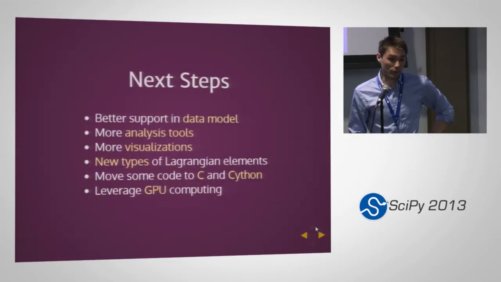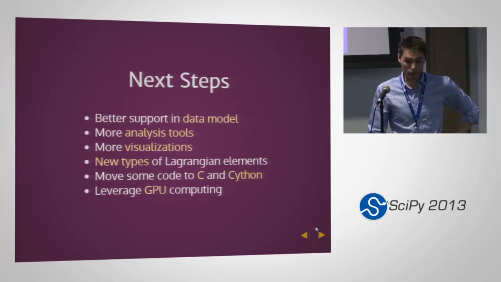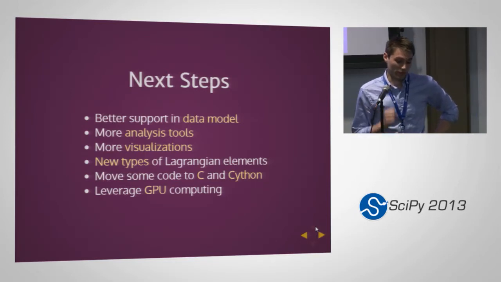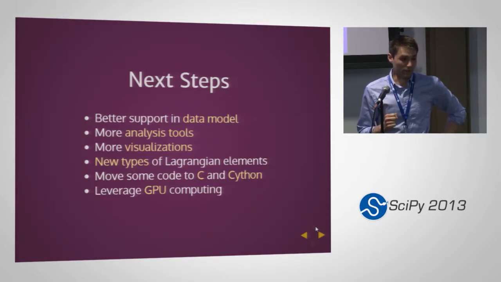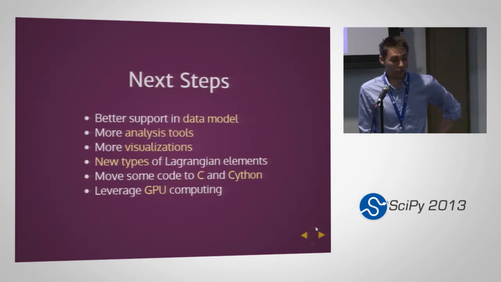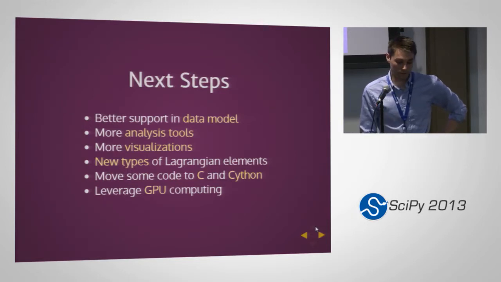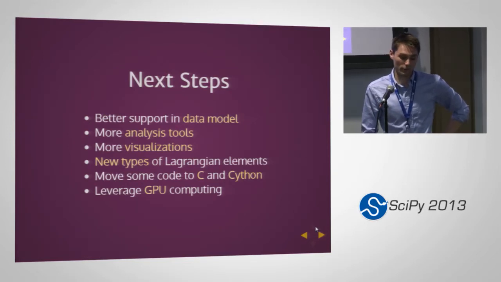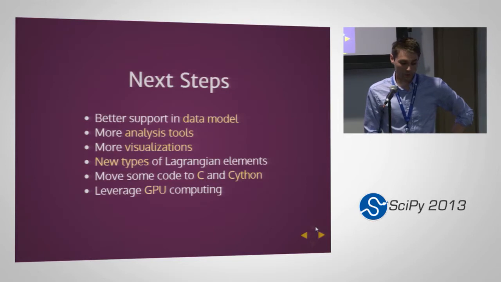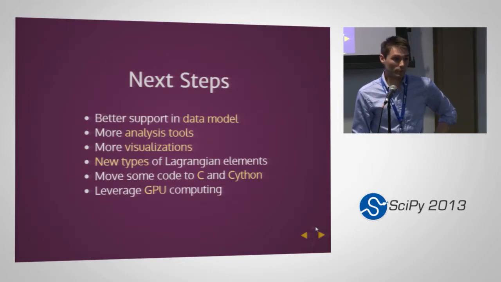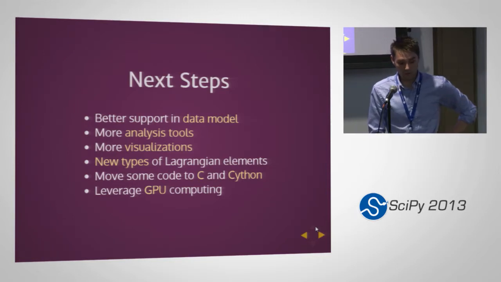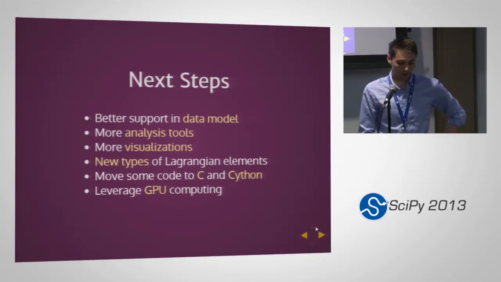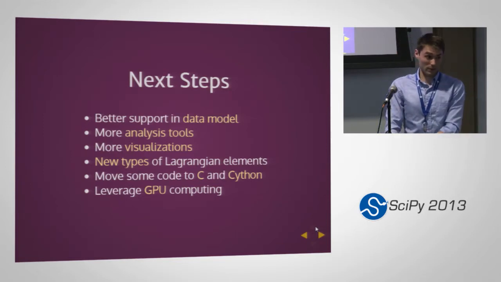So the next steps: I mentioned PyGNOME earlier. It's sort of the root data model. We'd like to provide better support in the data model for handling as many different kinds of files as possible, particularly ones that don't follow a specific convention like CF, because it's important we can access files that aren't strictly compliant. And then we're looking to provide more analysis tools. You saw a small subset there with the probability map and the animations, but when talking to clients, more of that stuff is always better in communicating the science that you're trying to get across. And also new types of Lagrangian elements.